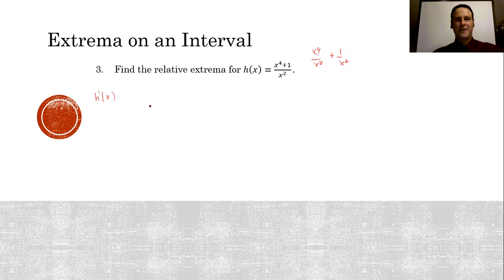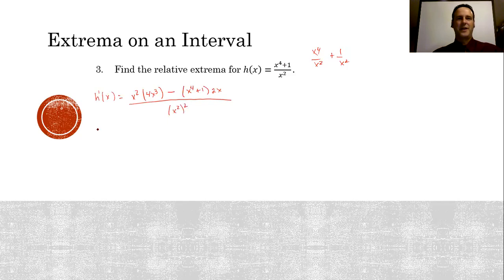So h prime of x is, let's see, low times the derivative of the high, and that gives me 4x cubed, minus the high times the derivative of the low, which is 2x, all over low squared.